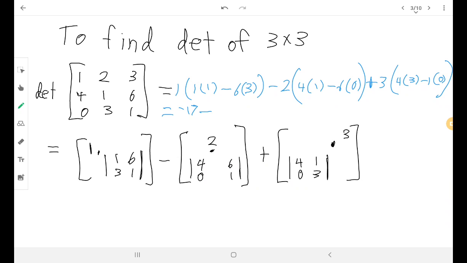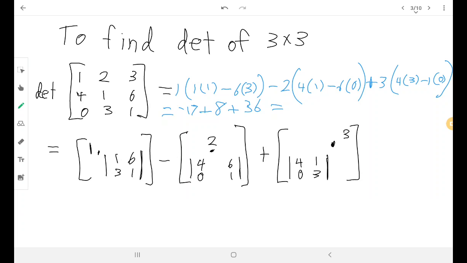And then minus, and then 4 times 1 is 4. I'm doing this part right here. And 6 times 0 is 0, so 4 minus 0 is 4, and times 2 is just 8. And then plus, and then I'll do this one here, which is 1 times 0 is 0, so 4 times 3 is 12. 12 minus 0 is 12. 12 times 3 is 36.